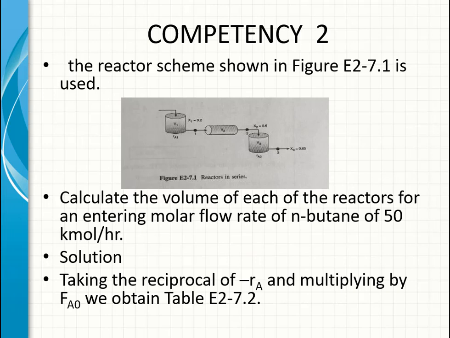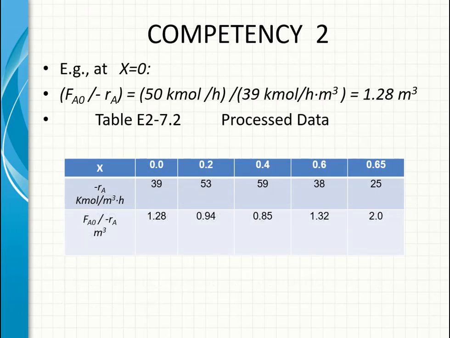Solution. Taking the reciprocal of minus RA and multiplying by FA0, we obtain the following table, E2-7.2. So here we have FA0 divided by minus RA is equal to 1.28 when minus RA is 39, and FA0 divided by minus RA is equal to its corresponding value when minus RA is equal to 25.